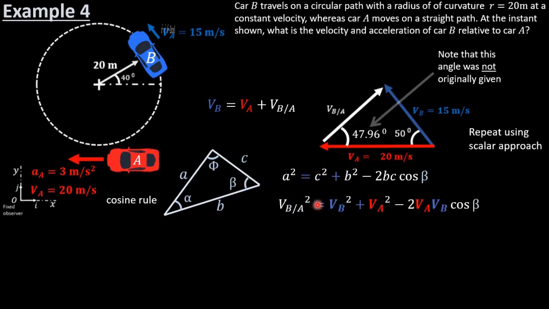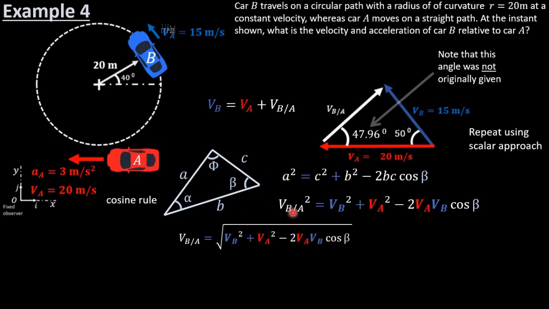So we substitute the appropriate numbers in. Side A is going to correspond to the relative velocity here. Side B is going to correspond to the velocity of car A, and side C is going to correspond to the velocity of car B. So again, we don't need to worry about the directions.